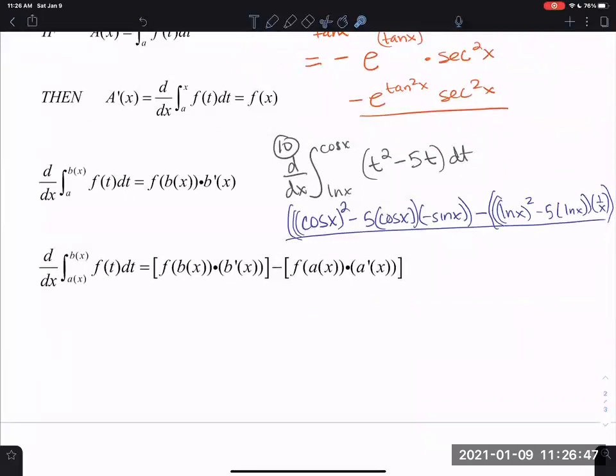And then for the last one that I had done, the derivative or d/dx of the integral from ln x to cosine x of t squared minus 5t dt. All right, so two functions, order does not matter. So I go ahead and I start. I plug in cosine squared minus 5 times cosine. That entire expression gets multiplied by the derivative of cosine, which is negative sine. Then I'm subtracting. Now plugging in the lower bound ln x. Ln x squared minus 5 times ln x. All of that multiplied by the derivative of ln x, which is 1 over x.